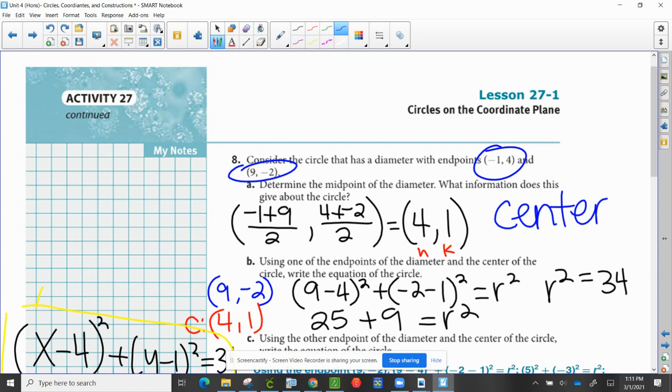Okay, so again, once you find the midpoint, you have your center. Take your center then and one of the two points, it doesn't matter which one, pick one of them. Plug it into your circle equation to get r squared.